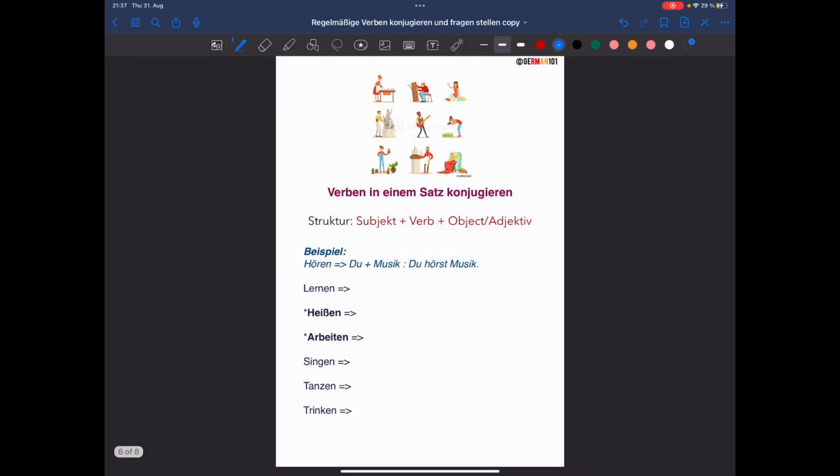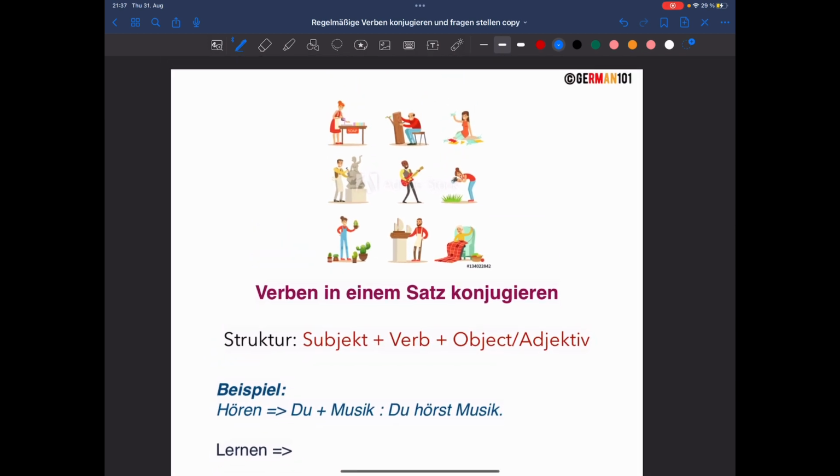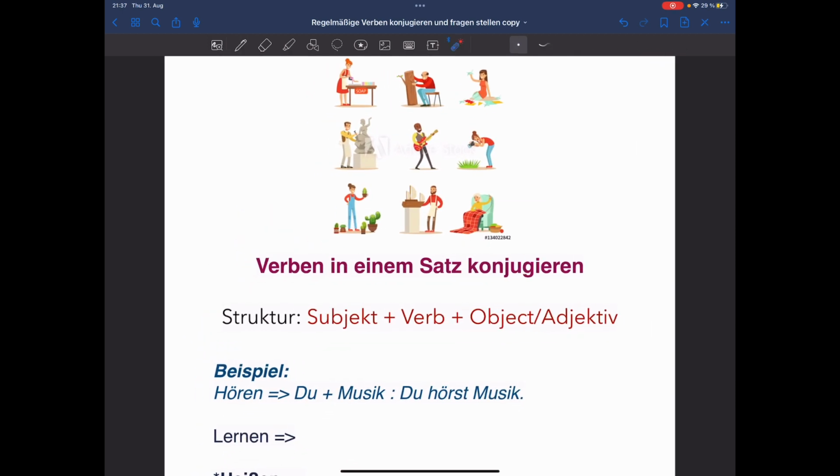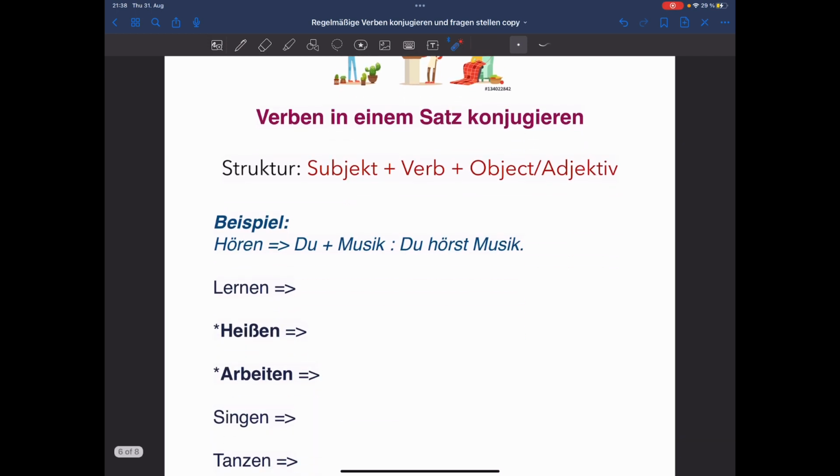Now let's move on. What we are going to do now is Verben in einem Satz konjugieren. So basically, we are going to conjugate verbs in a sentence. So we're going to make proper sentences, with a subject, a verb, and an object or an adjective to make a proper real sentence. Okay, I have an example right here. Beispiel is example in German.